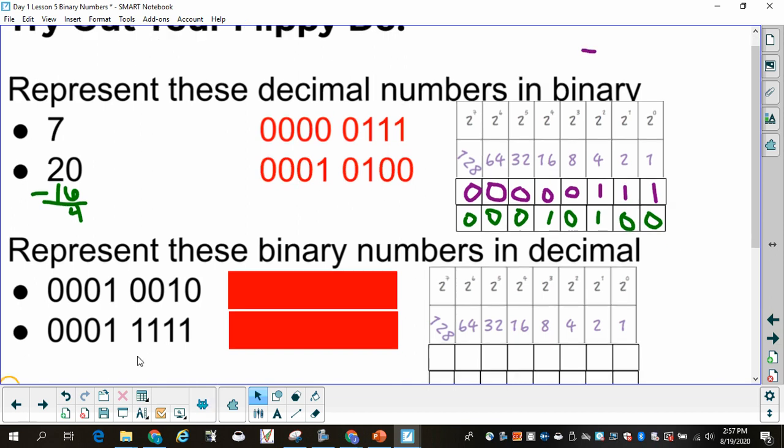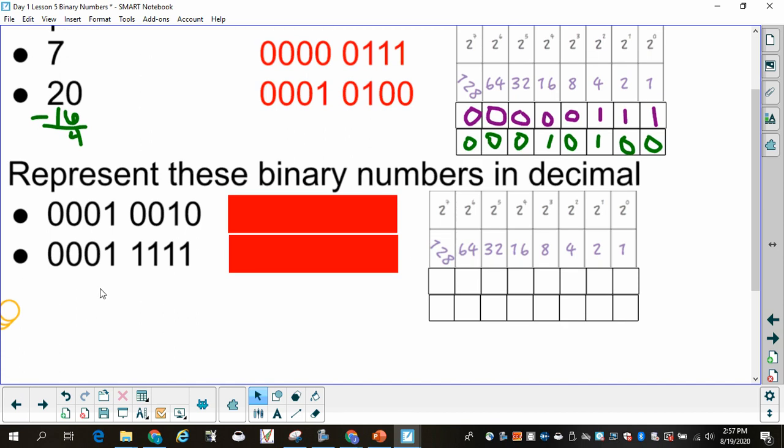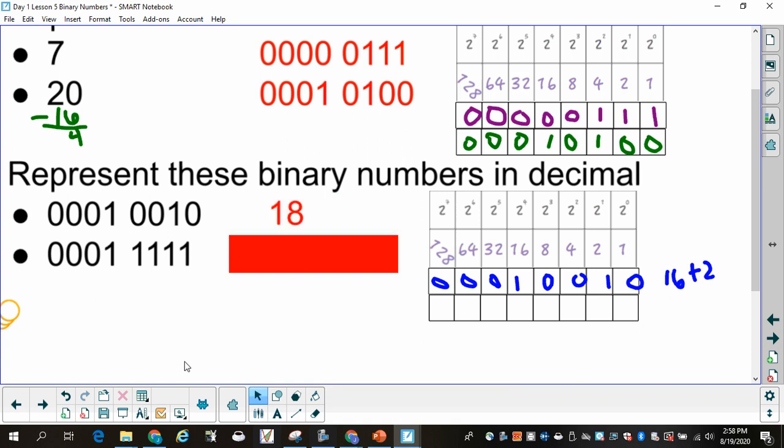Got it. What happens when you go the other direction? Well, here I can come along and say I've got 0, 0, 0, 1, 0, 0, 1, 0. That tells me I have 16. I have 16 plus 1, 2. And that is going to equal 18. Okay. Try doing it with this last one here. Pause the video and try it.